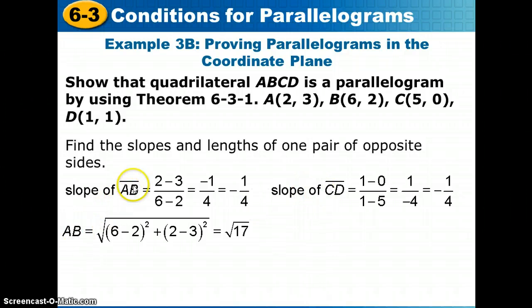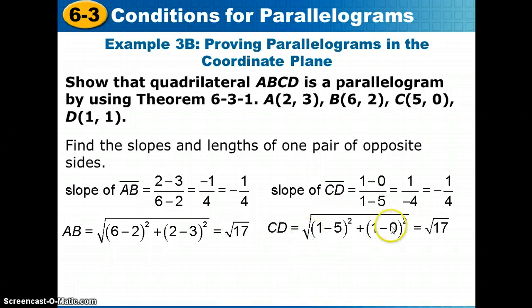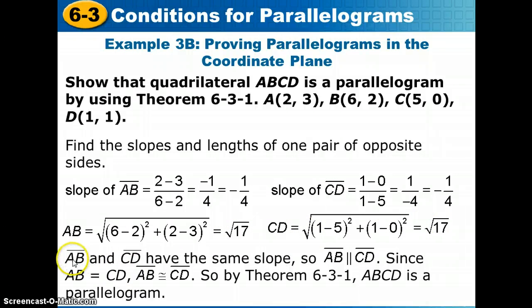Then I want to find the length of that same segment using the distance formula. The distance between A and B is the square root of 17. I don't need to worry about rewriting that. That is simplest radical form. If I find the distance between C and D, I also get the square root of 17. AB and CD have the same slope, so they're parallel. And since they have the same length, they are congruent. So by theorem 6.3.1, ABCD is a parallelogram.